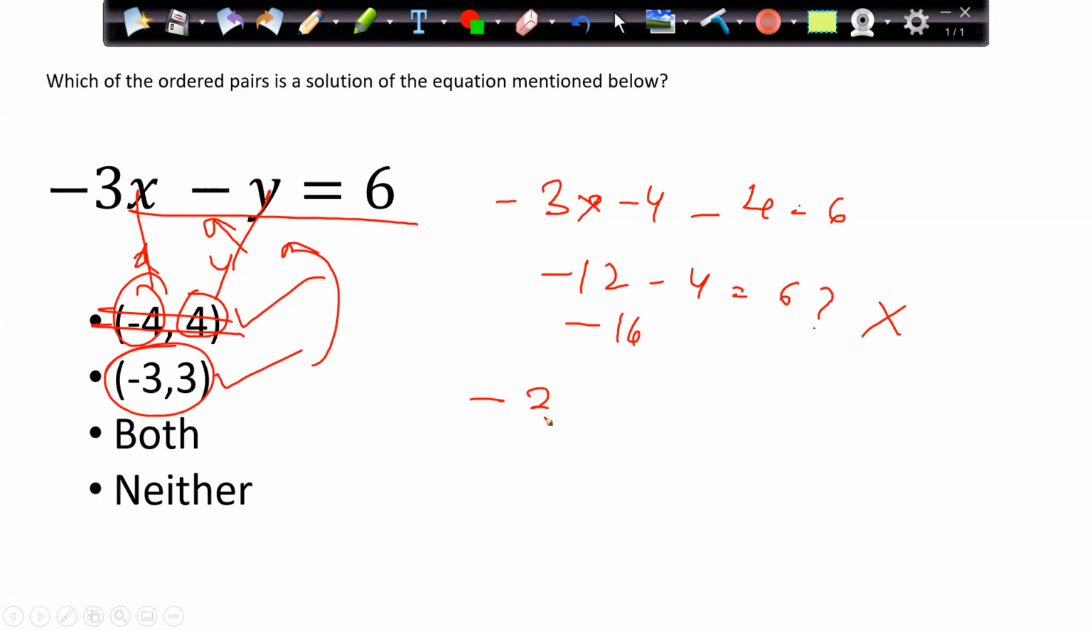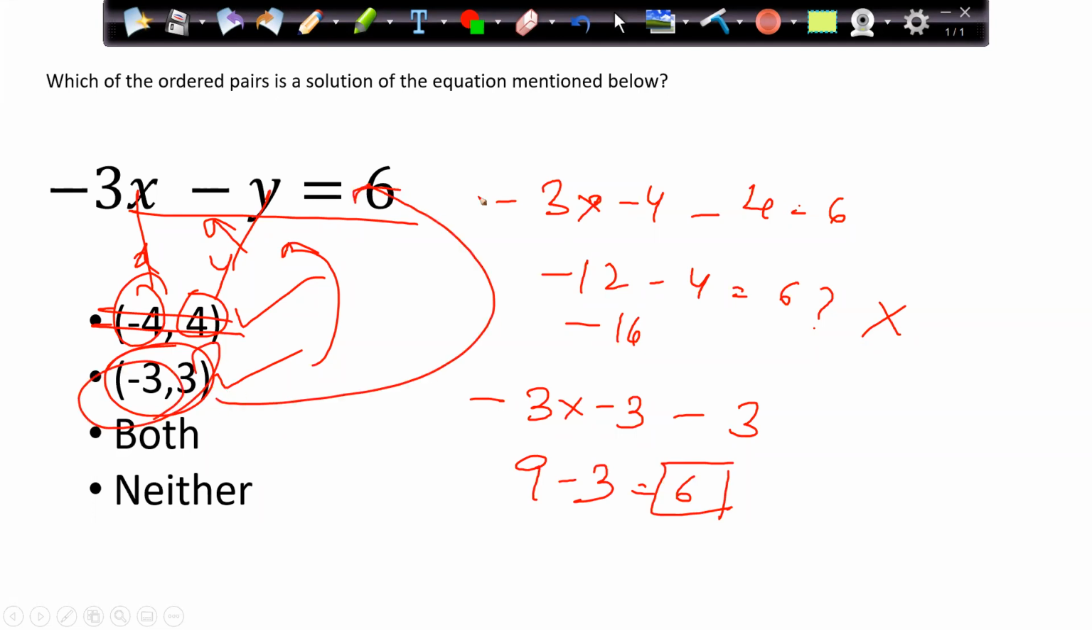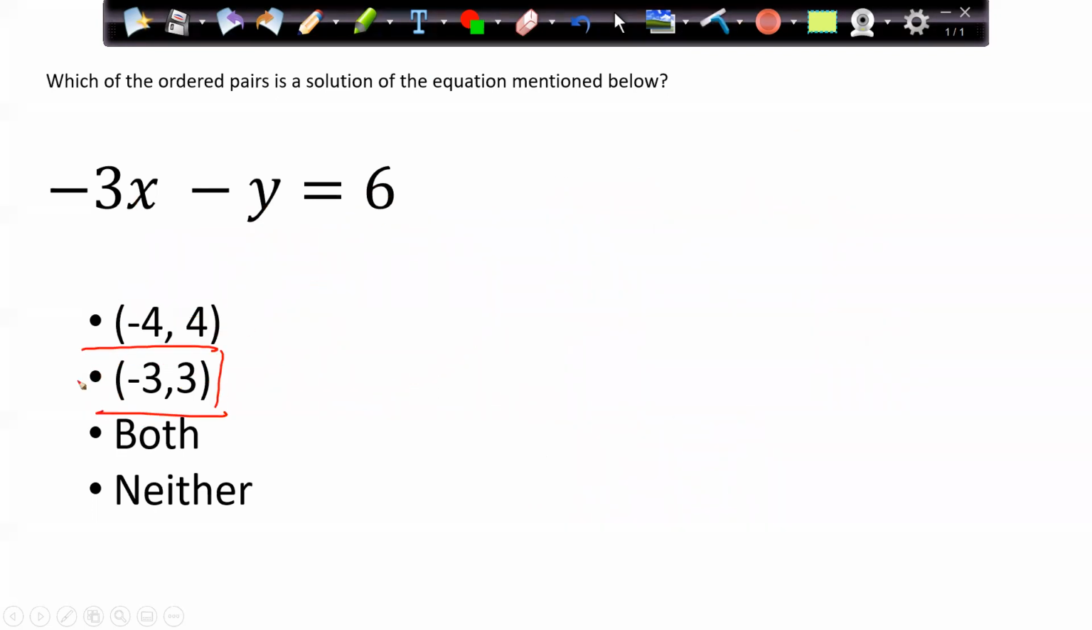Minus 3 into minus 3, minus 3. So minus 3 into minus 3 is 9, right? 9 minus 3 comes out to be 6. That means this point is going to pass in this line. So which of the ordered pair is a solution of the equation mentioned below? The answer is this one. Minus 3, comma 3.